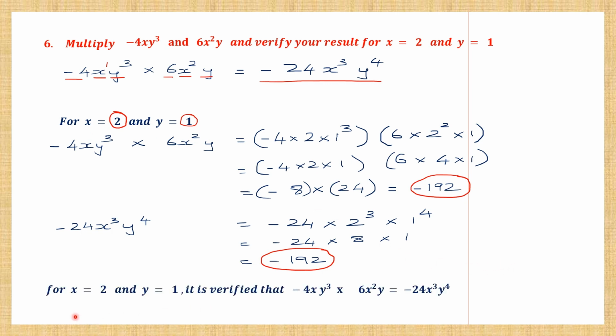So you have to write this saying, for x is equal to 2 and y is equal to 1, it is verified that the multiplication of these two monomials is equal to the final answer, minus 24 x cubed y to the power of 4. So this is how you need to complete your answer.